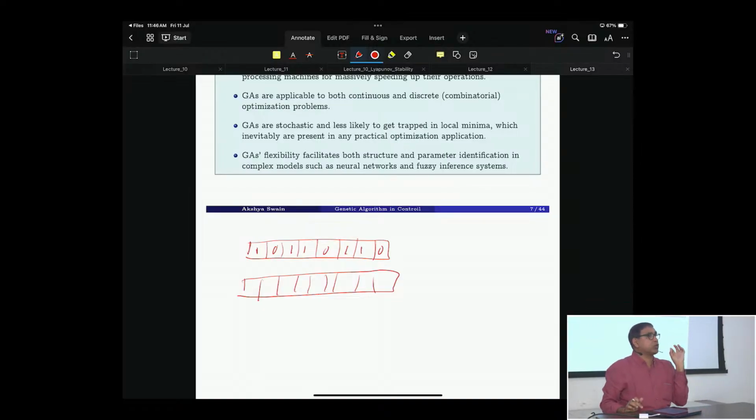So GA has got chromosomes. There is a term called chromosomes. Generate a set of populations with many chromosomes. Okay.